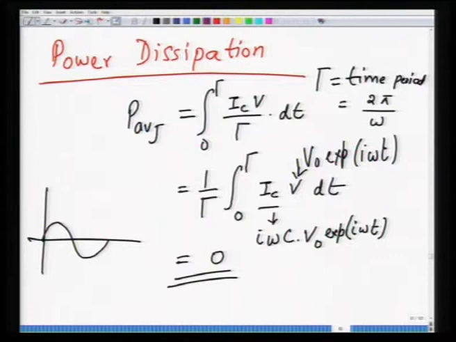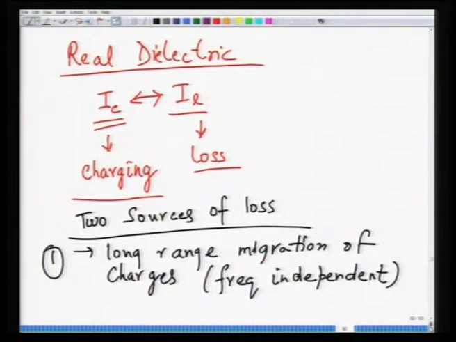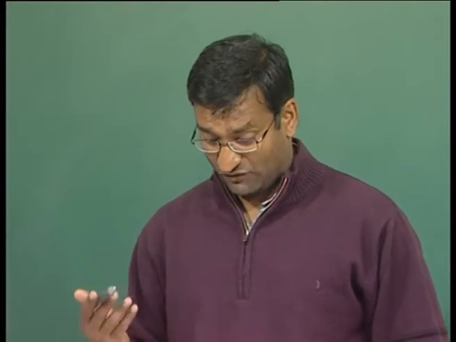They have some sort of long range migration of charges, which results in power dissipation. As a result they have certain loss in terms of charge storage. What this basically means is that some of the charge leaks out of the dielectric material, which is represented by a quantity called the dissipation factor or loss factor.